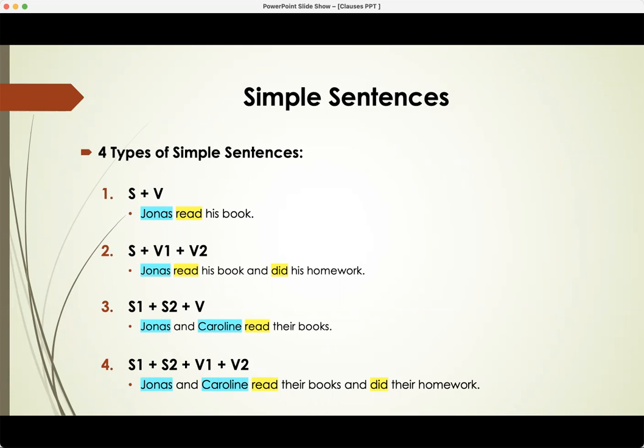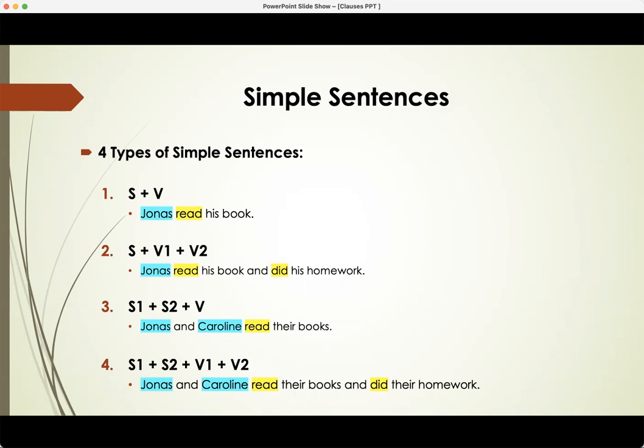Then we have the second type, which is where you have one subject that does two different actions. For example, Jonas read his book and did his homework. Jonas is the subject, and the two actions that Jonas did were reading his book and doing his homework. So we have two actions, but one subject, and again, we have a simple sentence.